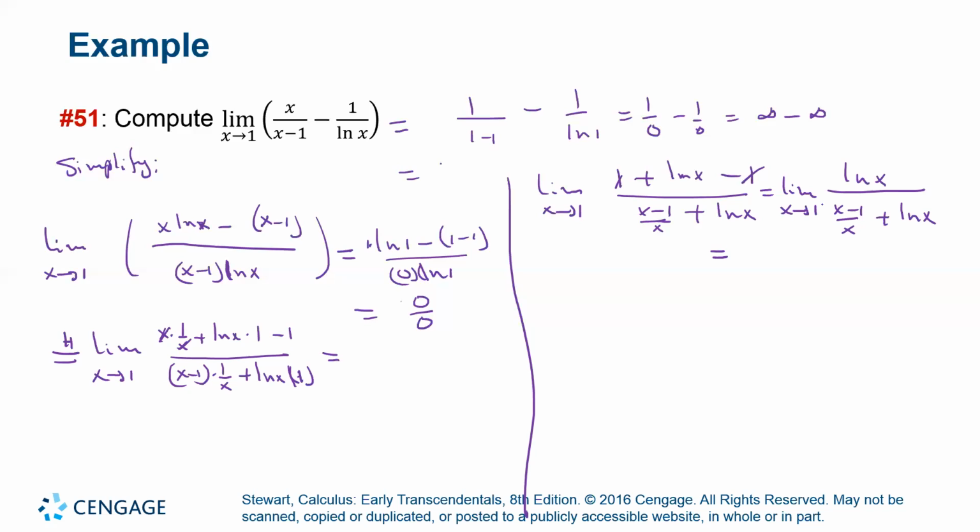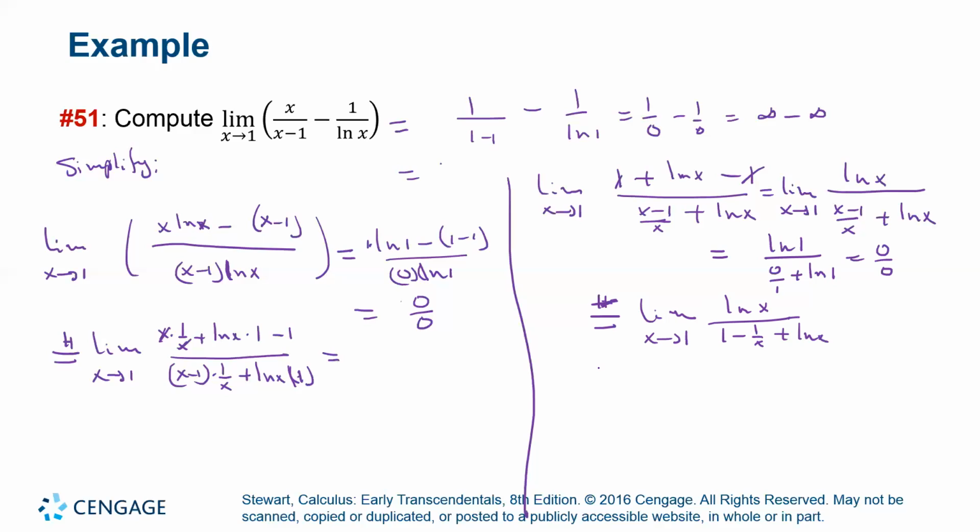Okay. So when we do that, we have natural log of 1 over, this will be 0 over 1 as natural log of 1, which is what? 0 over 0. And so we apply the L'Hopital rule the second time. And when we do that, we differentiate this guy here. Let me write the limit as x goes to 1. Natural log of x divided by, this is 1 over x plus natural log of x.